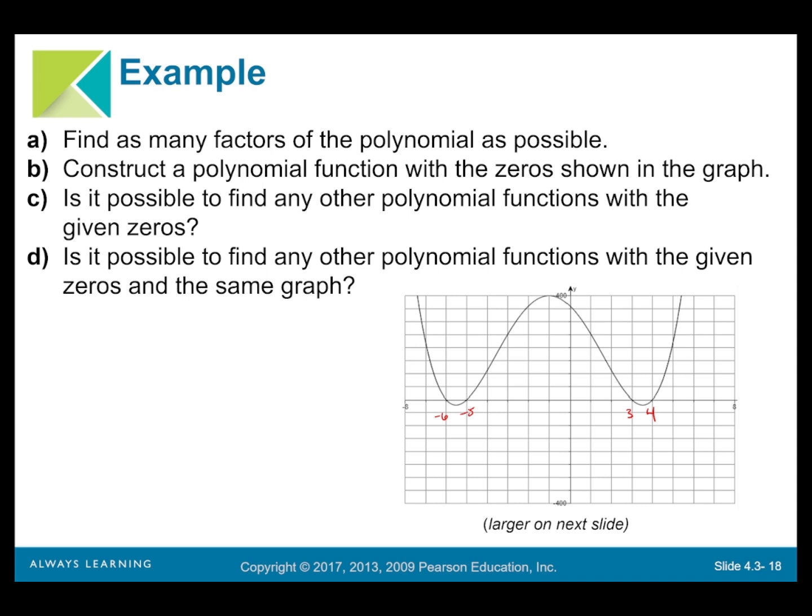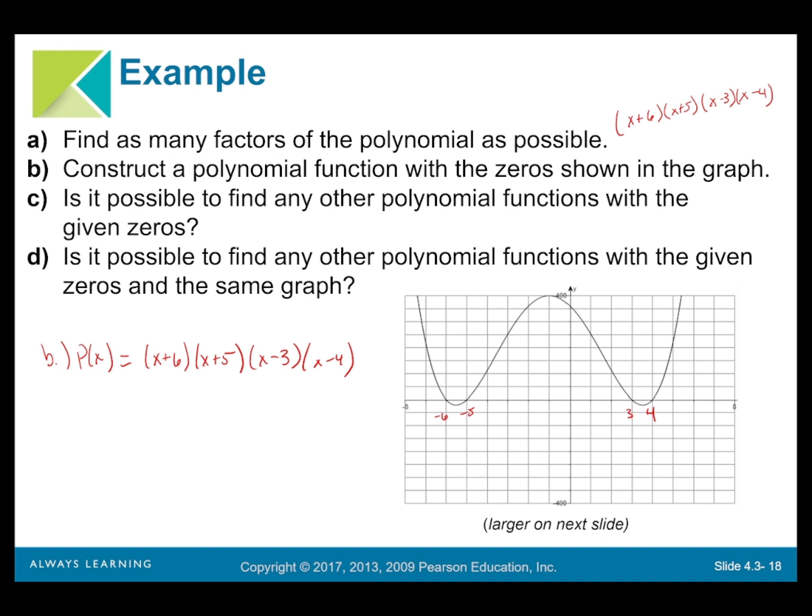So that means our factors that we know of are x plus 6, x plus 5, x minus 3, and x minus 4. We know we have at least those 4 factors. So if we wanted to construct a polynomial with the zeros shown in the graph, we could just take that polynomial to be exactly those 4 factors: x plus 6, x plus 5, x minus 3, x minus 4.